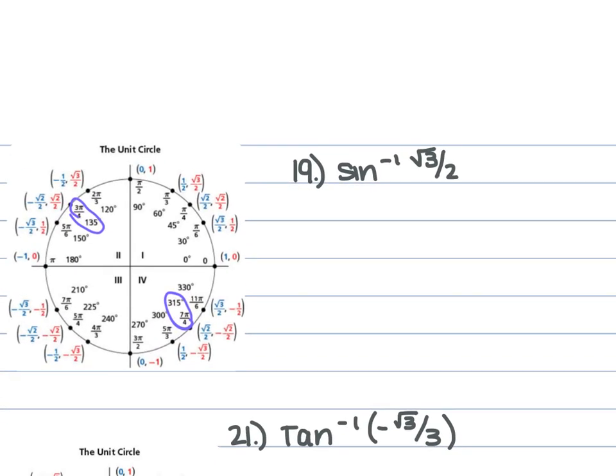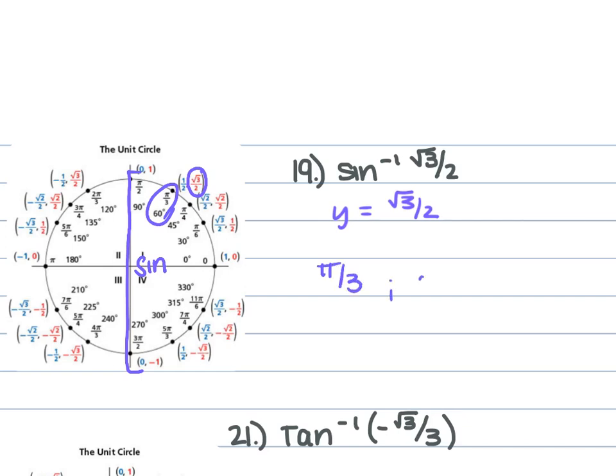For 19, we have the sine, so y is equal to the square root of 3 over 2. In your first and fourth quadrant, where is the square root of 3 over 2, your y value? Here. And what are the values for degrees and radians that represent that? The pi over 3 and the 60 degrees.